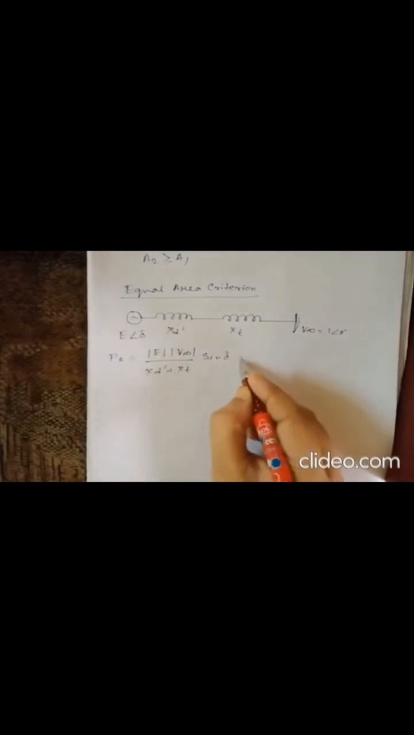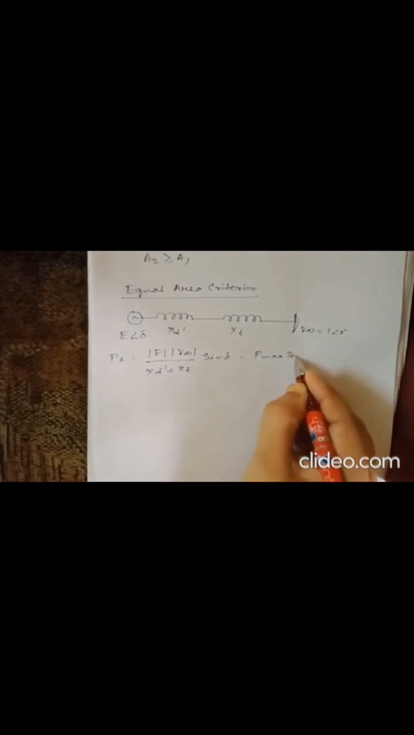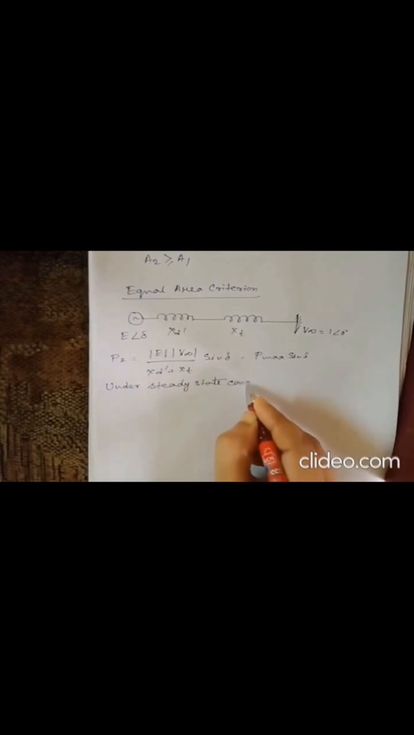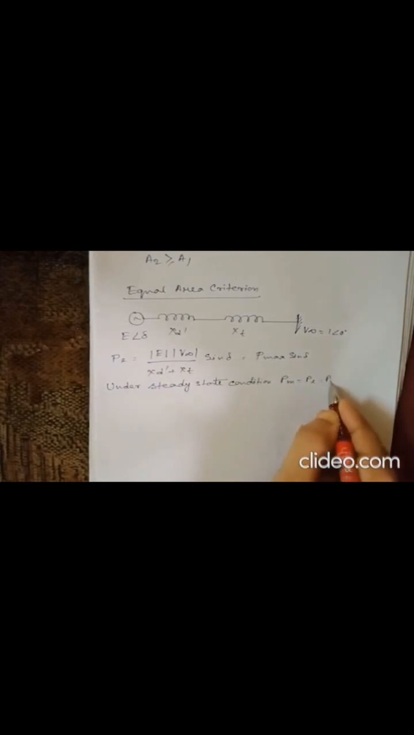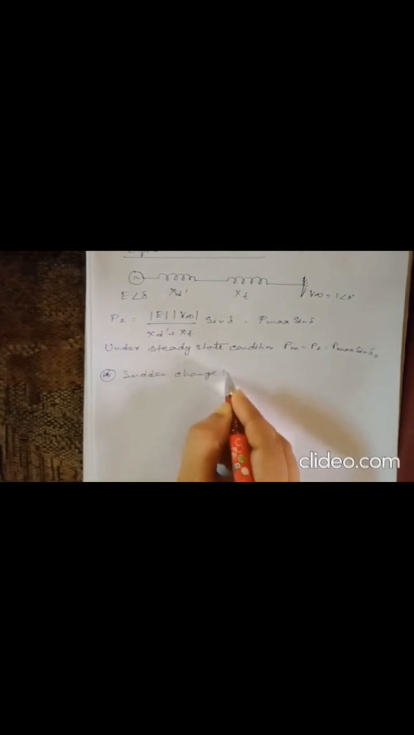We can write Pe equal to E V infinity over (Xt' plus Xt) sin δ, or equal to Pmax sin δ. Now under steady state condition, Pm is equal to Pe, which is equal to Pmax sin δ0. Now, a sudden change in mechanical input.